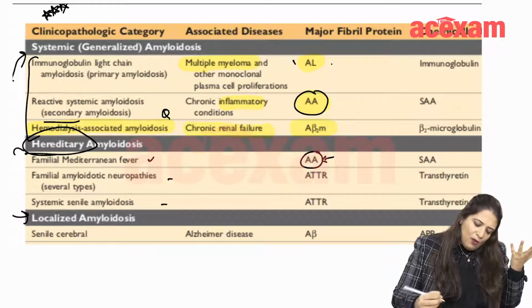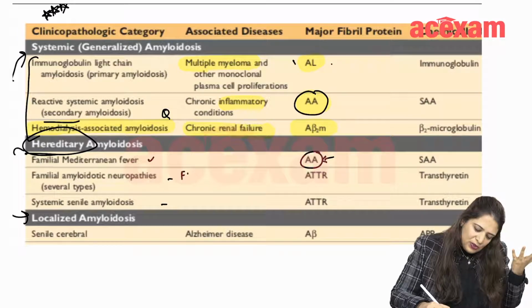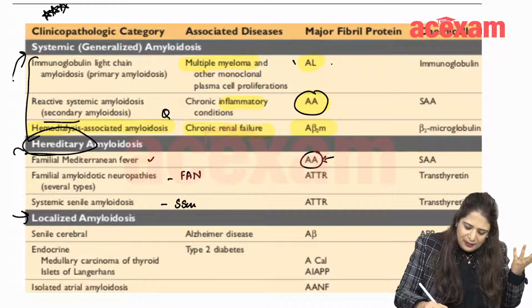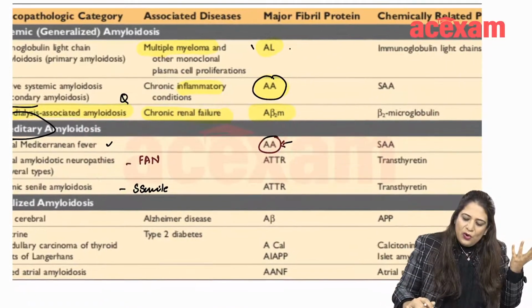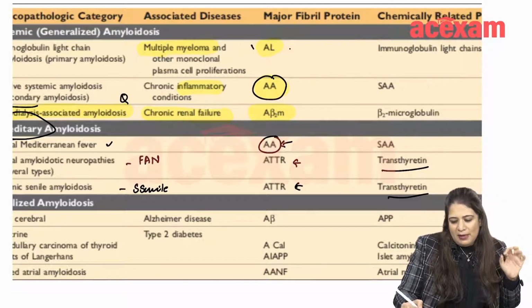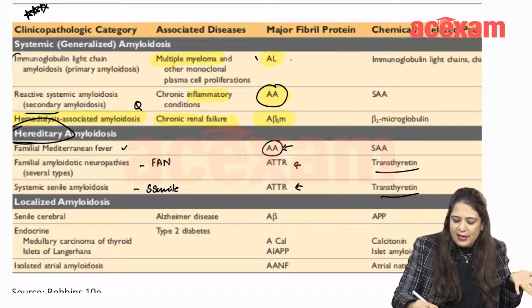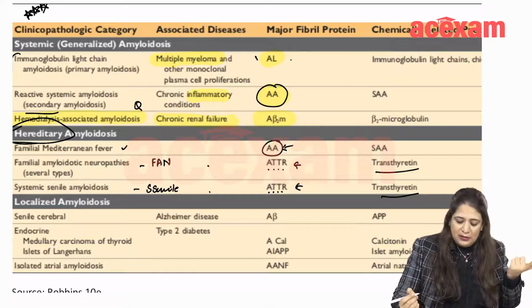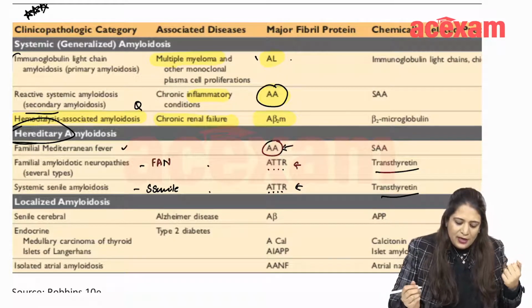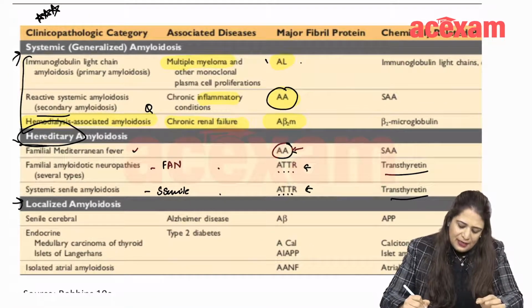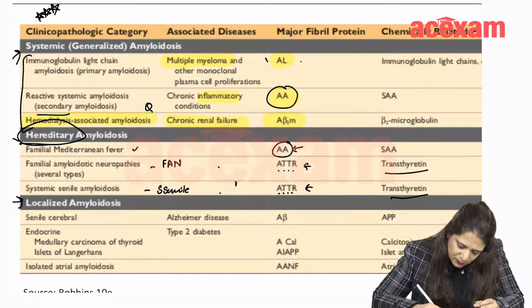Then there are 2. One is familial amyloidotic neuropathies, right? And then there is systemic senile amyloidosis. So both are associated with transthyretin deposition, amyloid which is derived from transthyretin, so called ATTR. But then there is a difference in the kind of transthyretin which is deposited here, and this can be a future question, and that is that the systemic senile amyloidosis is associated with mutant.